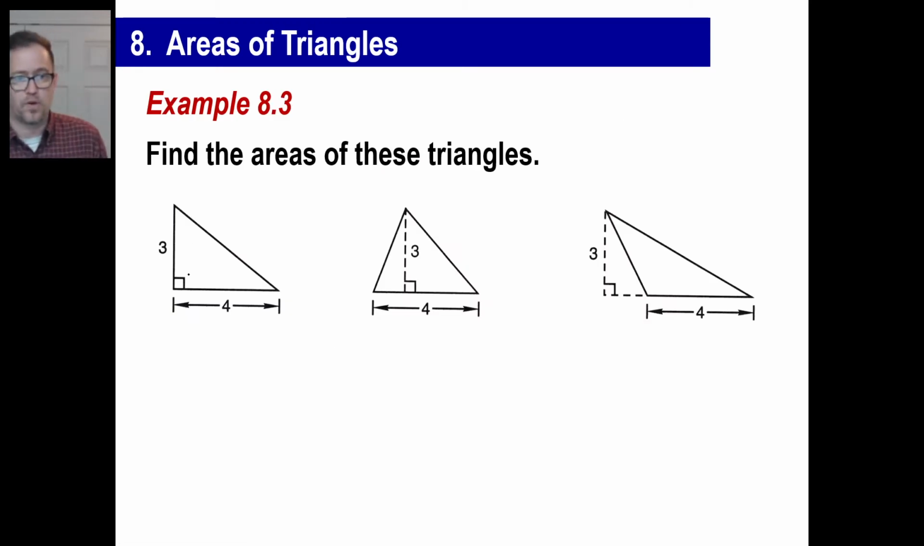This one on the left is a 3 by 4 triangle. What is the area of the triangle? Well, if it were a rectangle, it'd be 3 times 4, it'd be 12.